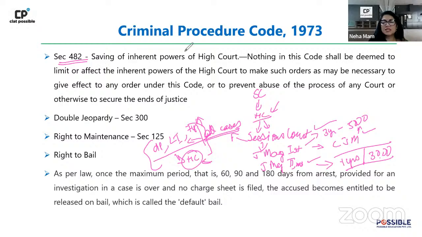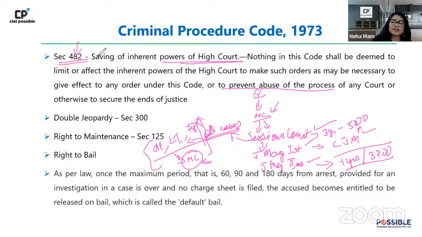of the CRPC which gives the High Court certain inherent powers. Basically it is talking about the power of the High Court wherein it sees that any kind of injustice is being done, any kind of abuse of process is being done, you can directly go to the High Court under Section 482.